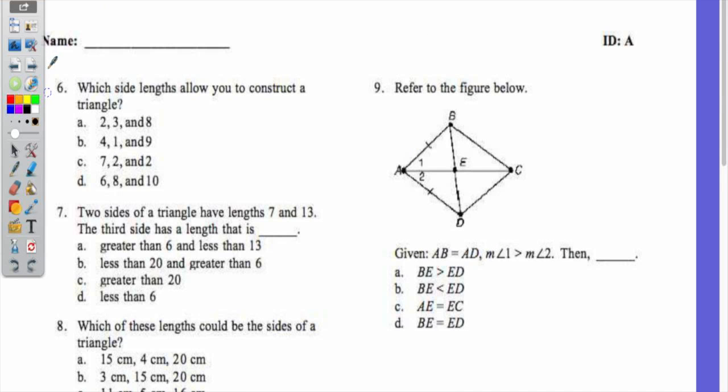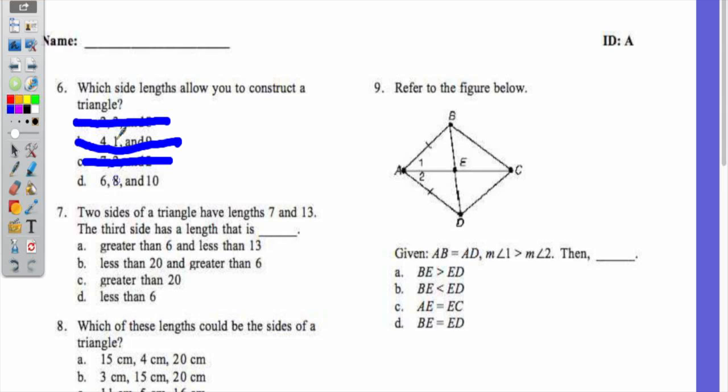Number 5, I told you not to do. Number 6. Which sides would allow you to construct a triangle? Well, this is process of elimination. If 2 and 3 are your shortest sides, your third side has to be less than 5. 8 is not less than 5. For B, 1 and 4 are your shortest sides. 1 plus 4 is 5. So 9 is too large. C, your shortest sides are 2 and 2, which add up to 4. So 7 is too large.